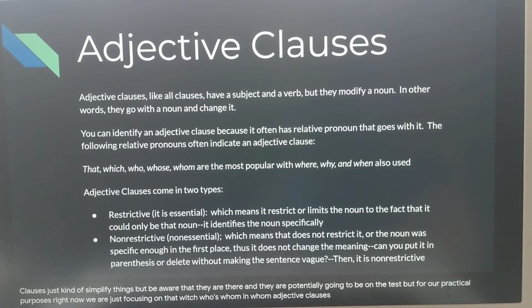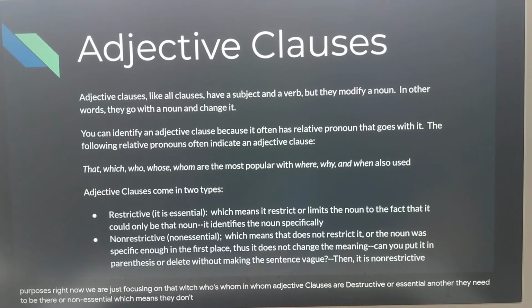Adjective clauses can be restrictive or non-restrictive. Restrictive means essential, in other words, they need to be there, while non-restrictive means non-essential, which means they don't need to be there. So when we're talking about restrictive, what it says is it restricts or limits the noun.